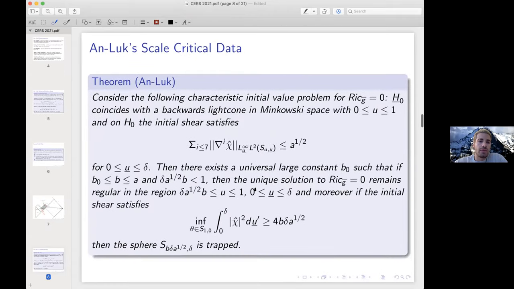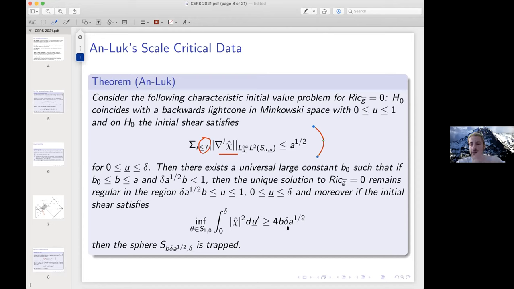So An-Luk refined Christodoulou's result by basically having milder data. So you see, before we had a delta appearing here, and the shear was here, and we had an extra derivative inside, and we had a delta appearing here. So this is saying that when you have this type of initial data, this is essentially saying that the shear is smaller, right? There's not as much shear, so it's milder data, but it's still strong enough, as in it's still large enough that you can actually produce trapped surfaces.